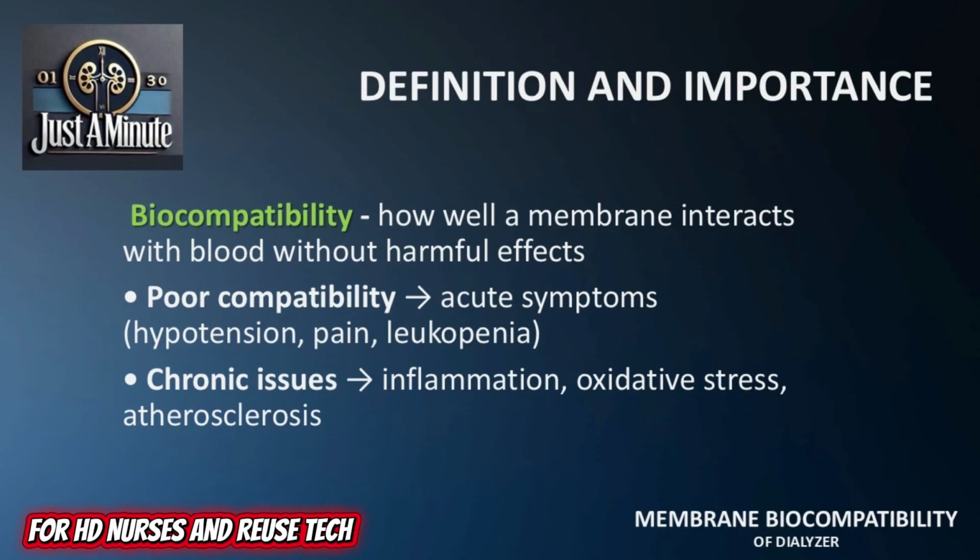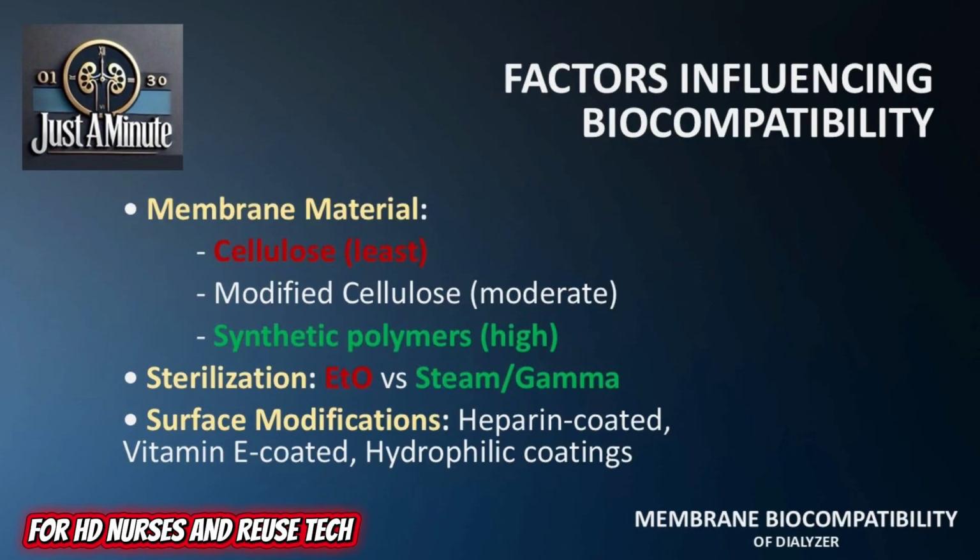Poorly compatible membranes may cause acute complications like hypotension, chest or back pain, and transient leukopenia. Over time, they may also contribute to chronic inflammation, oxidative stress, and cardiovascular complications. Several factors affect biocompatibility. First, the material.